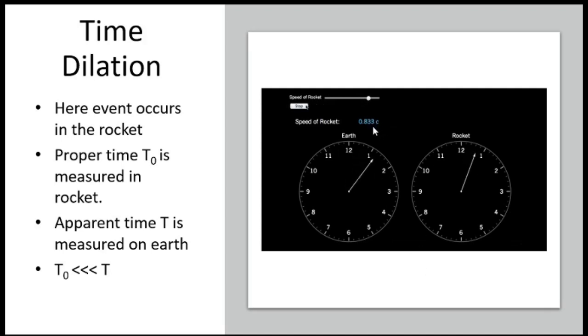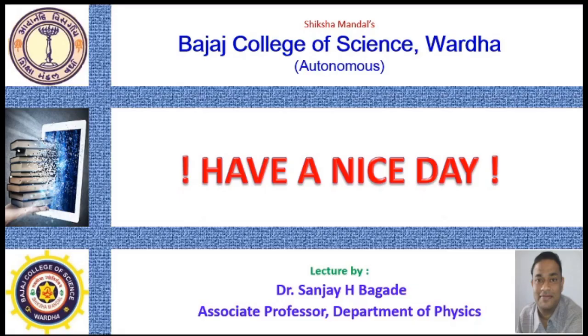Now the speed is 0.833 c. Just observe the difference. Observe which clock is going at a greater speed. You will see that the moving clock, meaning the clock in the rocket, shows less time, while the clock on the earth, which is stationary, shows larger time. Thus our final conclusion is that a moving clock always appears to go slow, or it ticks slowly, as compared to the stationary clock. So that's all about time dilation.